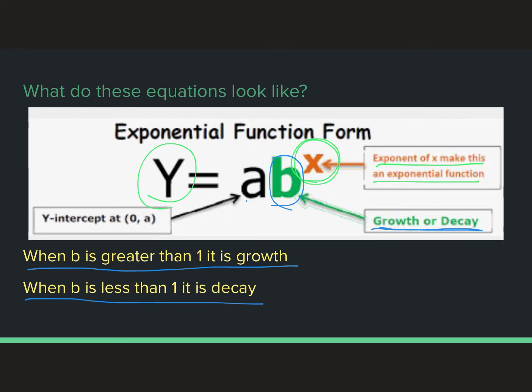And then a, this number right here, represents our y-intercept. The y-intercept is at the point (0, a). That is our beginning, just like the y-intercept of our linear functions was our beginning.